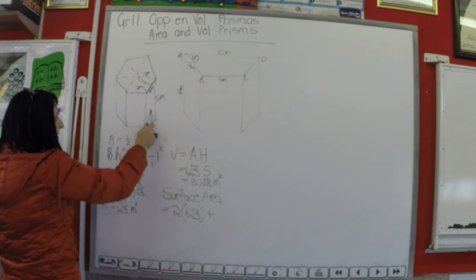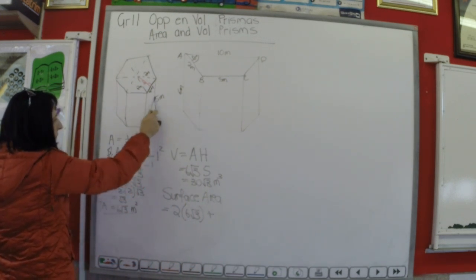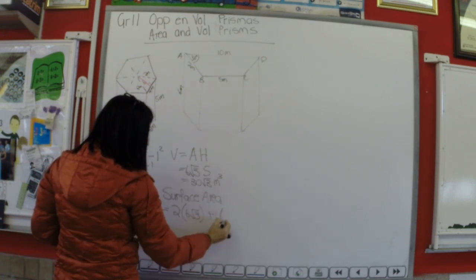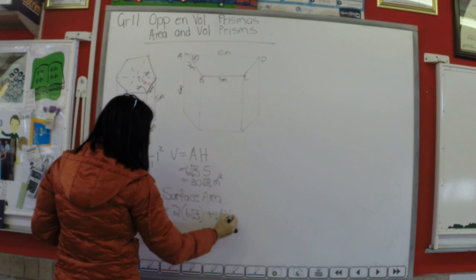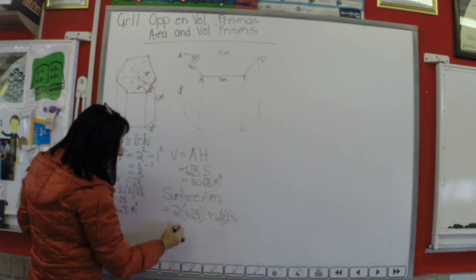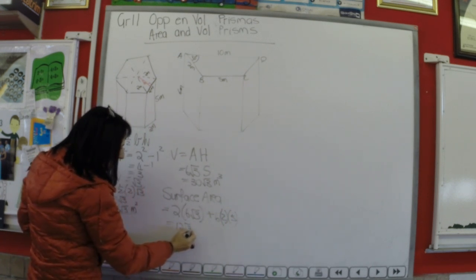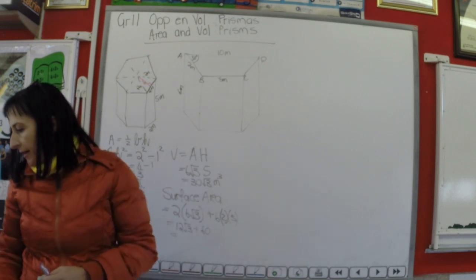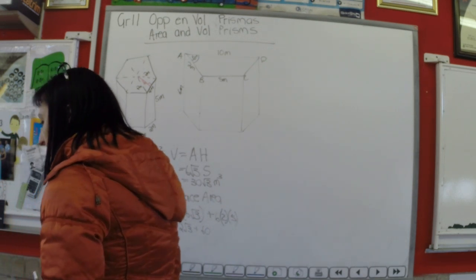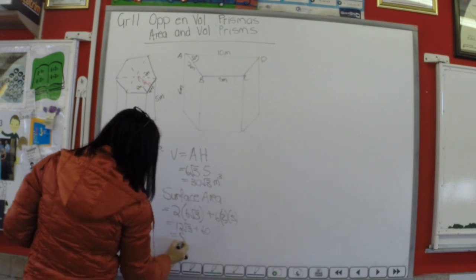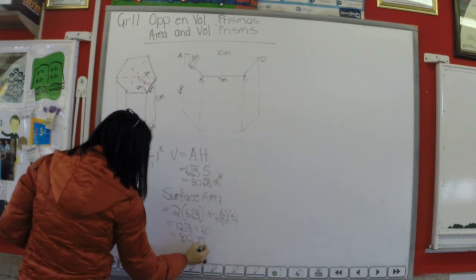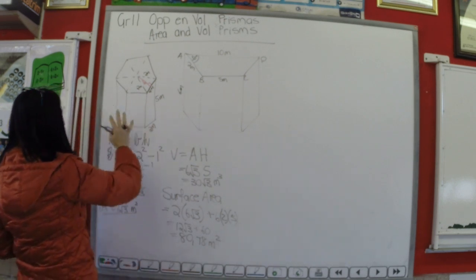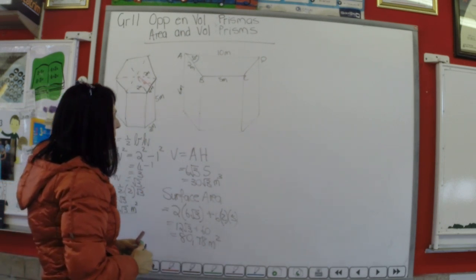So ek gaan hê my reghoeke is daar 2 maal 5 en is reghoeke en daar is 6 van hulle. So ek gaan hê 6 maal 2 maal 5 and now I'm going to work this out. 12 root 3 plus 60 and then I can put it into my calculator and I can get it as 80,78 square meters. The surface area.